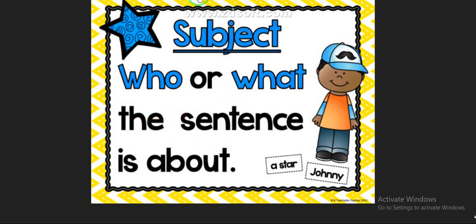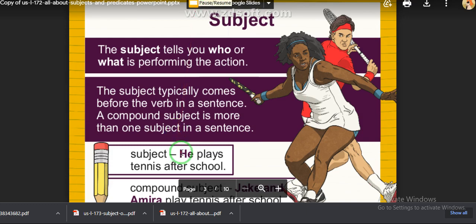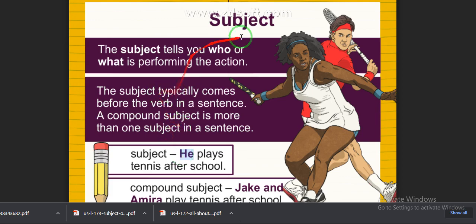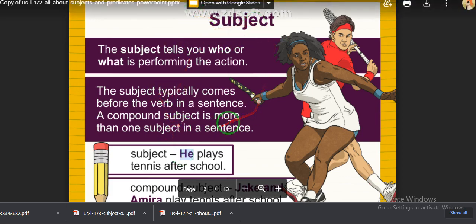Okay, let me show you another example. He plays tennis after school. Who plays tennis after school? She plays? No. The teacher plays tennis? No. Who? He. So he is the subject because it's the naming part. The subject is the naming part, the name in the sentence. So the noun, okay? I'm talking here about the complete subject, okay?